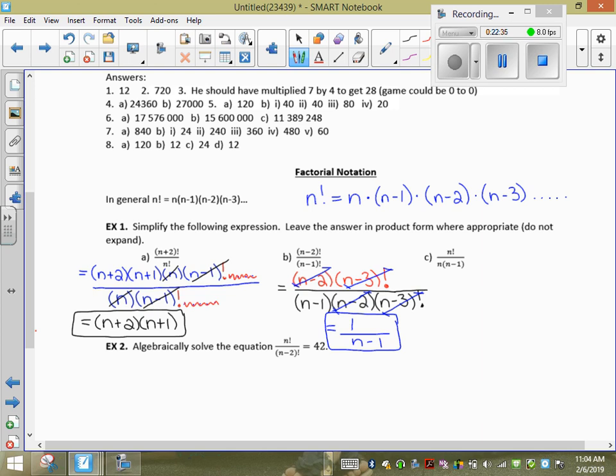Absolutely. I'm showing the n minus 3 just so people don't get lost. But you could have gone to n minus 2, they overlap, cancel, done.